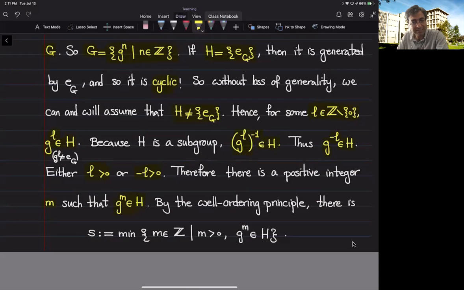Now, among all such positive integers, I'm going to take the minimum one. So among all the integers that are positive and G to the m belongs to H, I take the minimum. Why is there such a minimum? The reason is that this is a non-empty set. We just showed that there is some such positive integer where G to the m belongs to H. And by the well-ordering principle, we know that if I give you a non-empty subset of positive integers, it has a minimum. And I'm going to call it minimum S. Okay, so S is the minimum of all positive integers where G to the m belongs to the subgroup H.